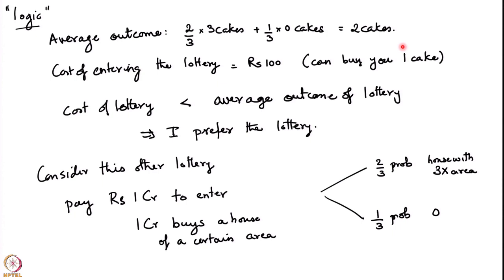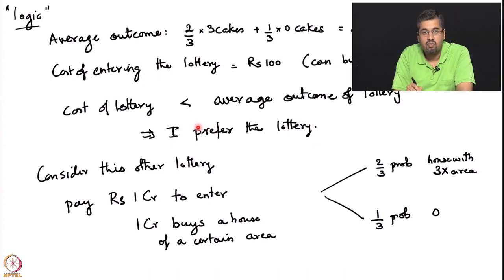And a house of twice the size is let's say worth 2 crores, and the cost of entering the lottery is worth 1 crore. Because of this comparison, once again you see that the cost of entering the lottery is actually less than the average outcome. And once again, by the logic outlined above, it appears that what one should do is actually enter this lottery.